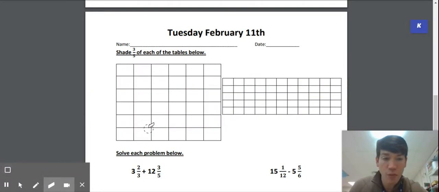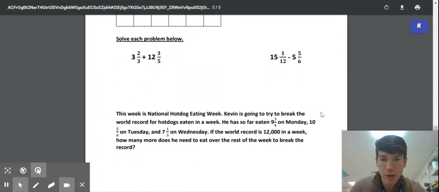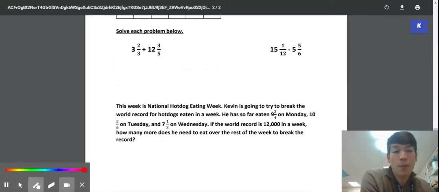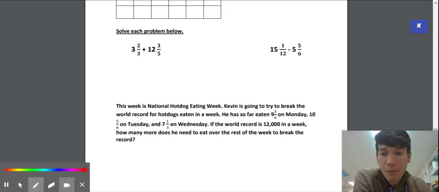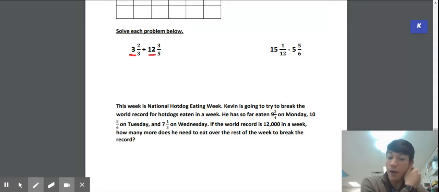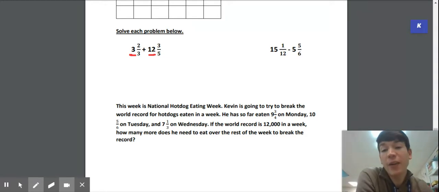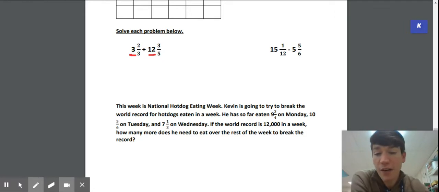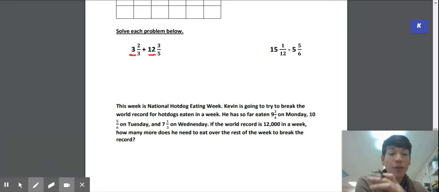All right. So moving down here. It says solve each problem below, and we're trying to think about adding and subtracting fractions here and thinking about what we need to do. Now, on this first one, I notice I have 3 2/3 and 12 3/5. The first thing that pops out to me is that if I added 3 and 12 together, that's going to give me 15. But when I look at the fractions 2/3 and 3/5, I immediately think, well, both of those fractions are more than half. So I know that's going to at least give me that extra whole. So that's something to think about right from the start.